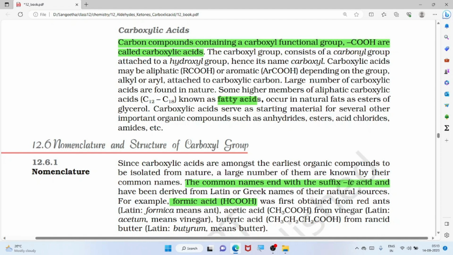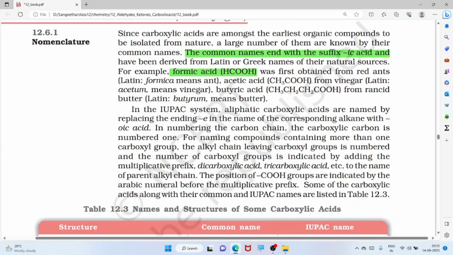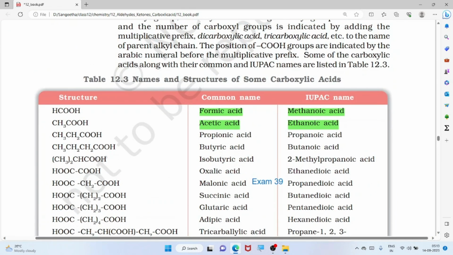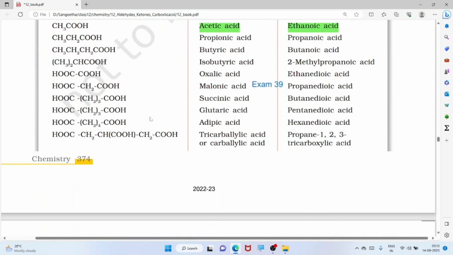Carboxylic acid, COOH group. Fatty acids. Nomenclature of carboxylic acids: formic acid, acetic acid. Methanoic acid and so on are the IUPAC names.